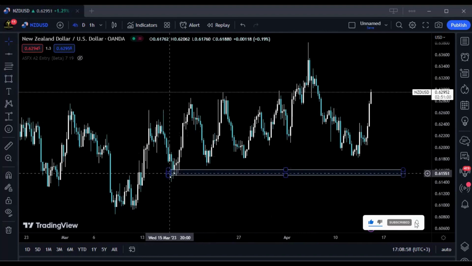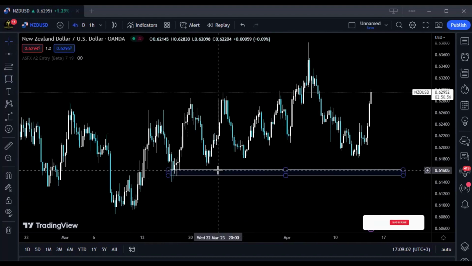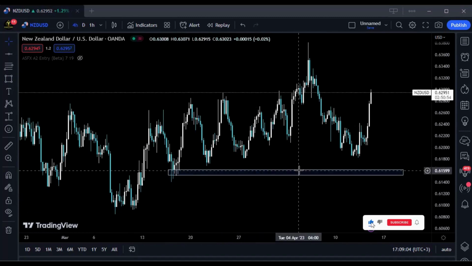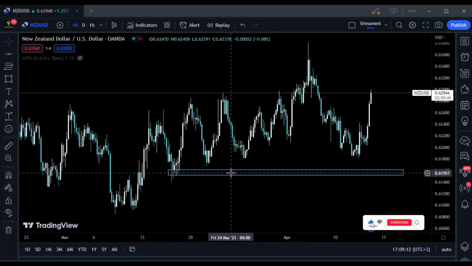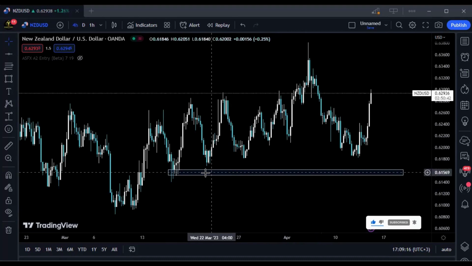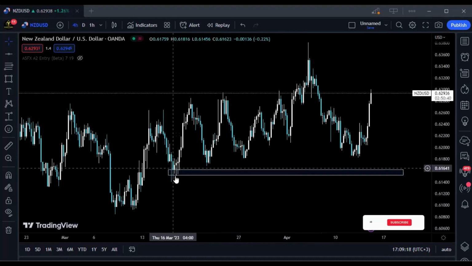So if it's a support zone, you want to see prices buy from your support zone. If it's a resistance, you want to see prices sell from your resistance zone, right? So if that's your main reason for drawing the support and resistance zones, which I believe it is, then you need to actually be covering the most sensitive areas.